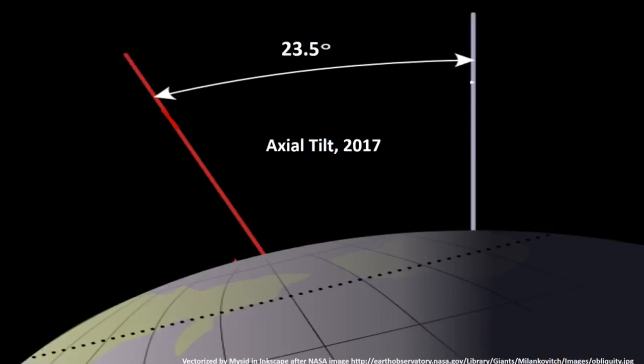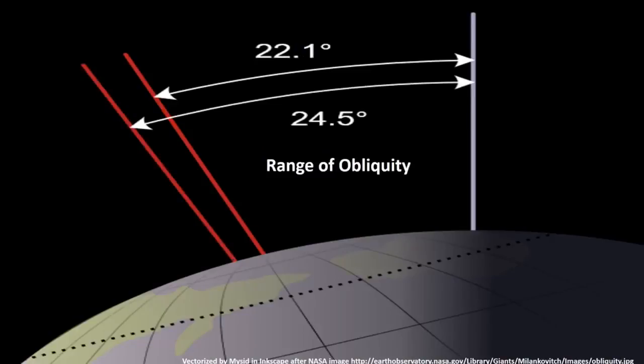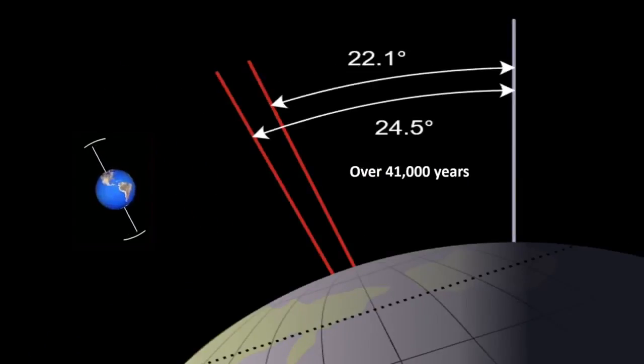Obliquity has to do with how the Earth spins. It does not spin like this in a vertical manner. Instead, it spins with a tilt. The tilt is not constant, it changes over time. Currently, the actual tilt is about 23.5 degrees from the vertical. The full range of obliquity is from 22.1 degrees to 24.5 degrees. To cycle through the full range takes 41,000 years.